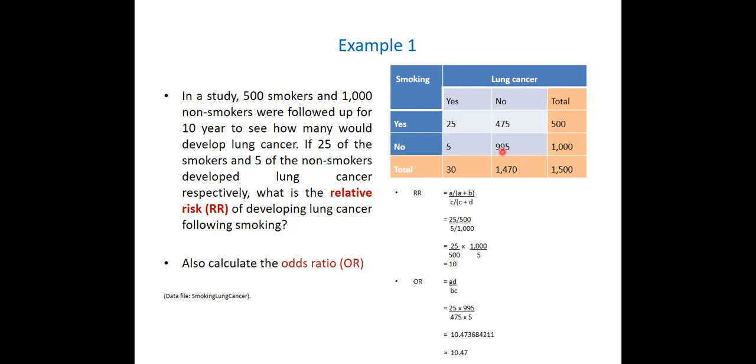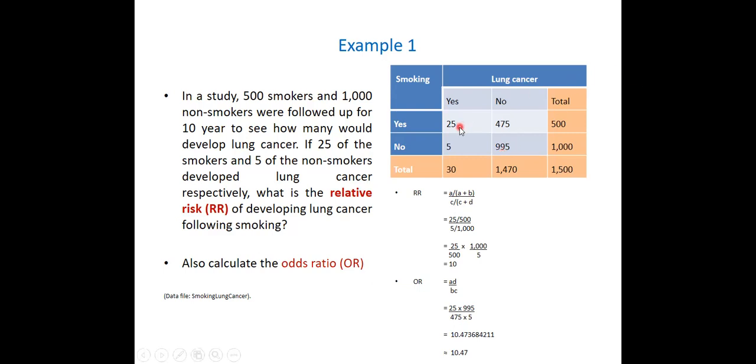So how do we know how many times the person that smokes is more likely to develop lung cancer than the person that did not smoke? It is by comparing the risk. So calculating the relative risk now, the risk 25 by 500 divided by the risk 5 over 1,000, that is the relative risk. It gives you 10. What it means is that smokers are 10 times more likely to develop lung cancer than non-smokers. Does anybody have any objection or any question? This is very simple, and that is why you just see the formula.